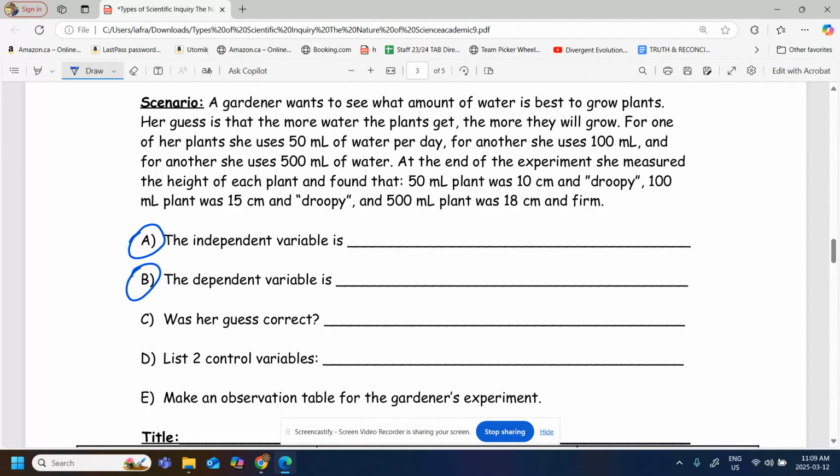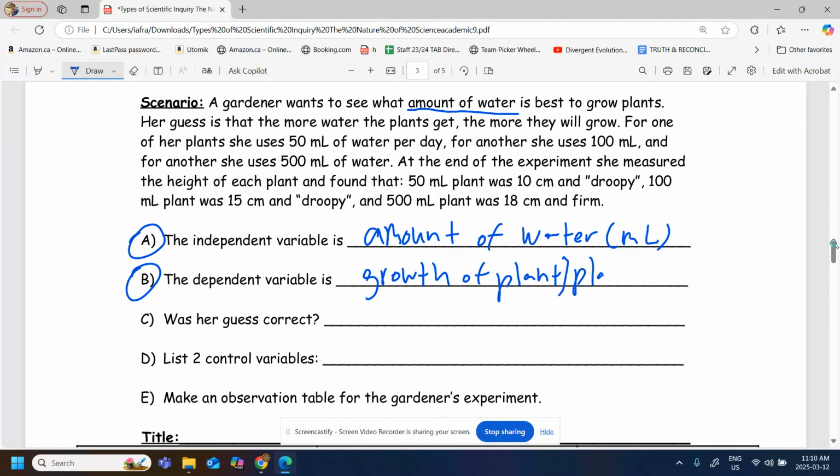So let's go to our variables. We saw that the scientist was changing the amount of water. So the amount of water is our independent variable, and the amount was measured in milliliters. The dependent variable was the growth of the plant. You could have said plant height as well, because that's what the scientist measured, plant height. And that was measured in centimeters.